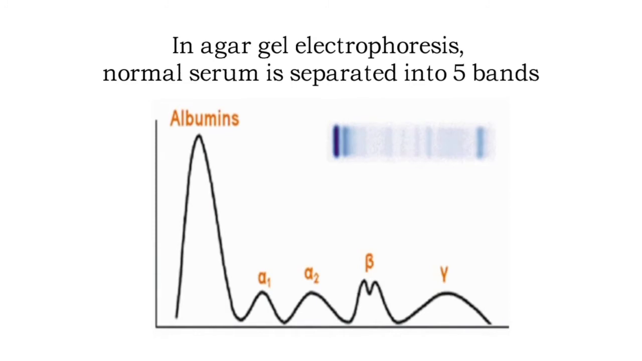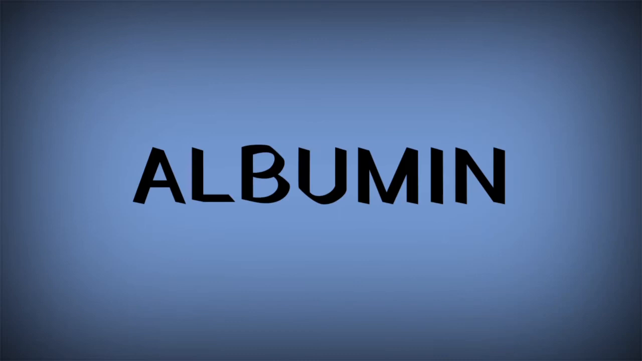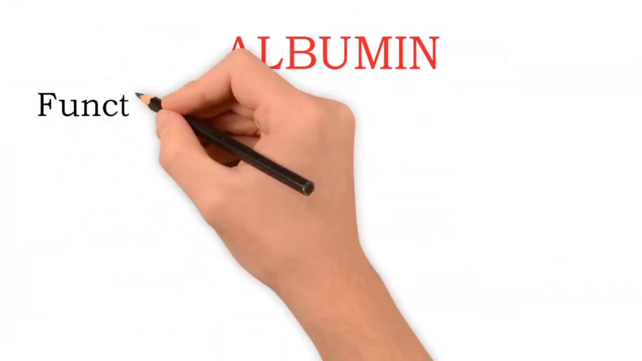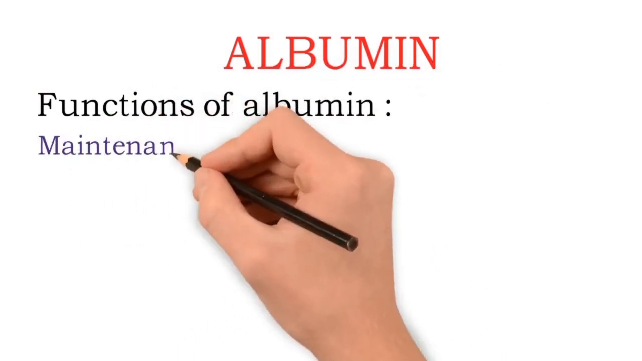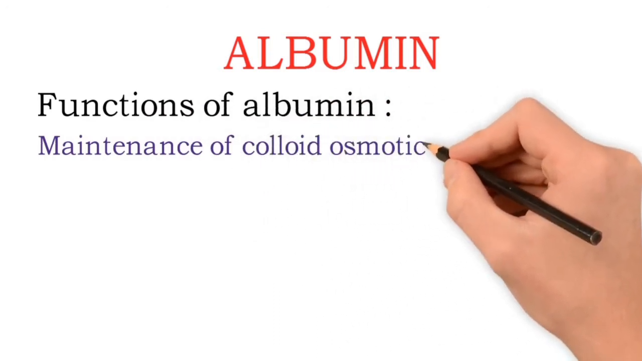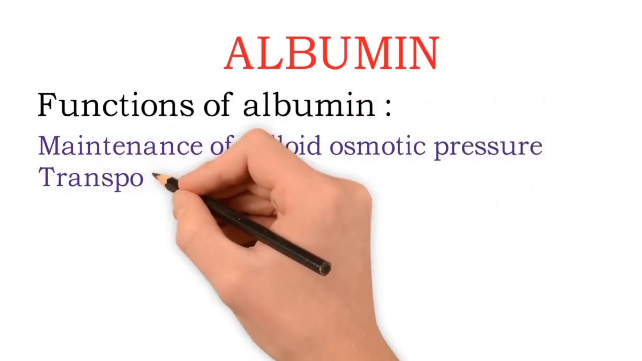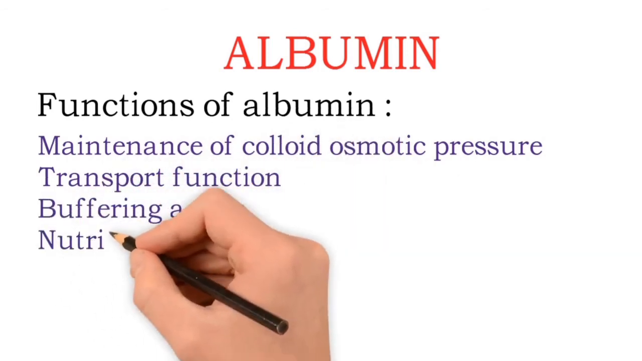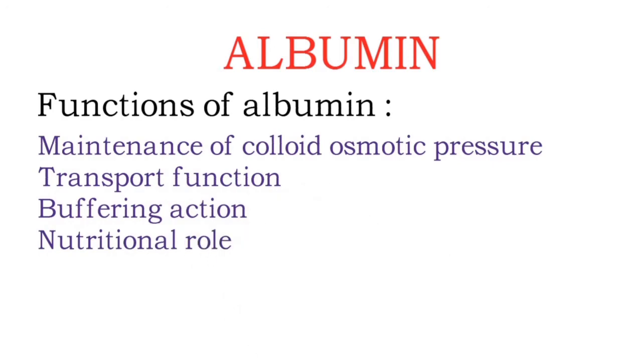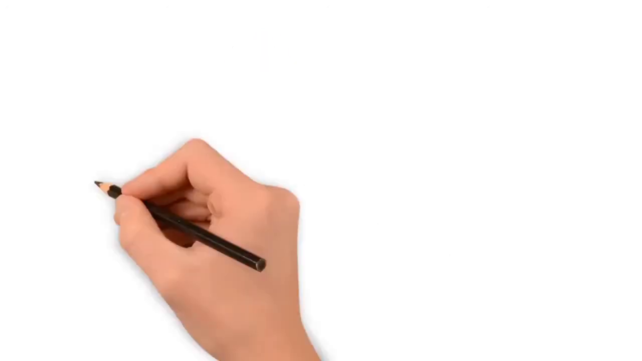Different fractions of serum total proteins are separated by electrophoresis. This is the normal pattern of serum total protein in electrophoresis. Now we'll see about the major plasma protein, that is albumin. We'll see functions of albumin. Major function is maintenance of colloid osmotic pressure. Second is transport function. Third is buffering action. And last, nutritional role. We'll see the first two in detail.